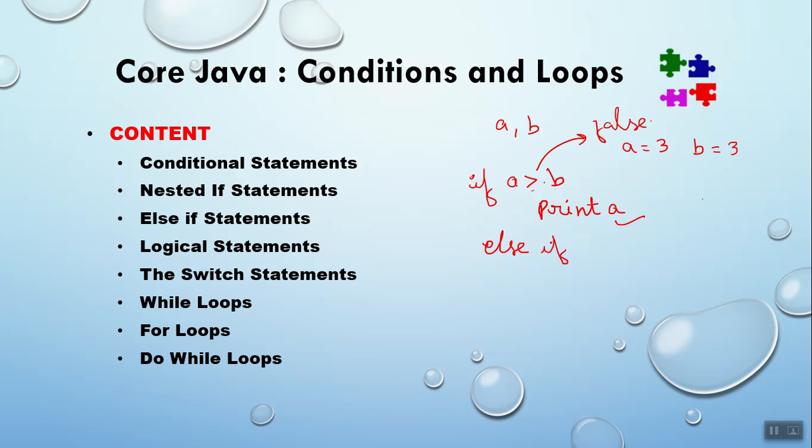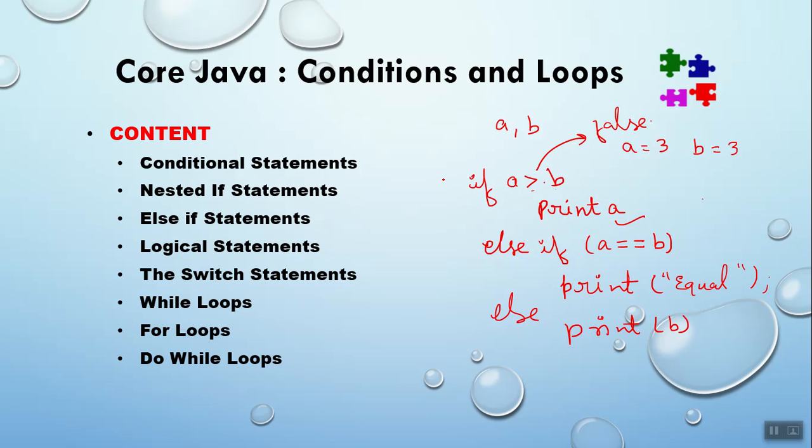Else if A is equal to B, print equal. Else print B. So that's how the condition works.